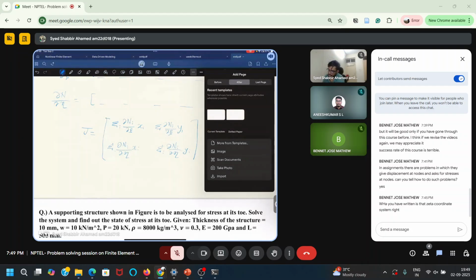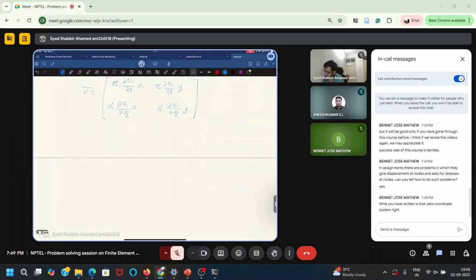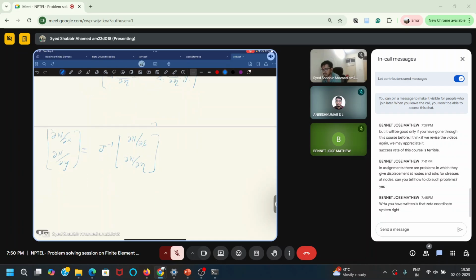And this derivative is in terms of the natural coordinates; to convert it to the physical coordinates x and y, I can write it like this. If you take J inverse and multiply with this, you will get dou n by dou x and dou n by dou y in terms of the physical coordinates.